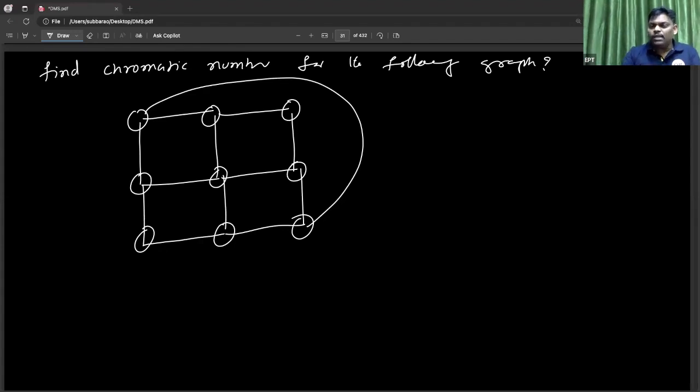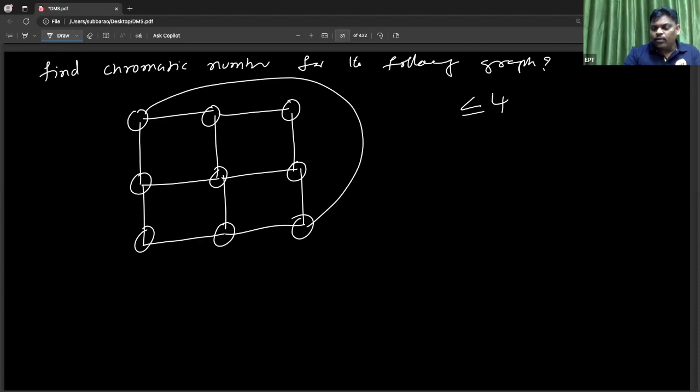Can you help me now? Listen, because it is a planar graph, the answer is less than or equal to 4. It is a planar graph, so chromatic number is less than or equal to 4. And one more thing. Do we have a cycle outside? Yes. What is that cycle length? Is the cycle length even or odd? Odd length cycle?